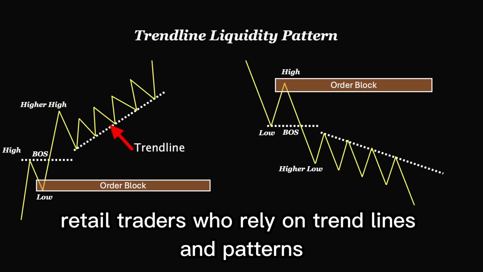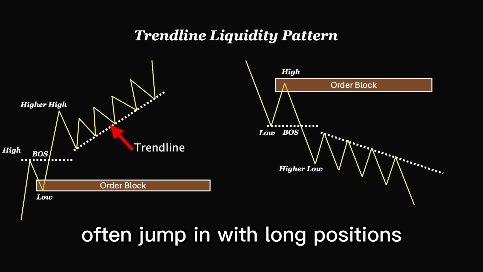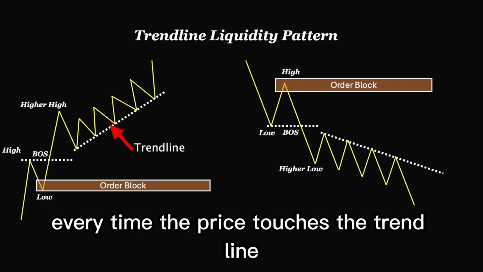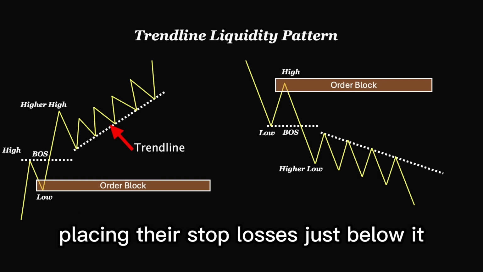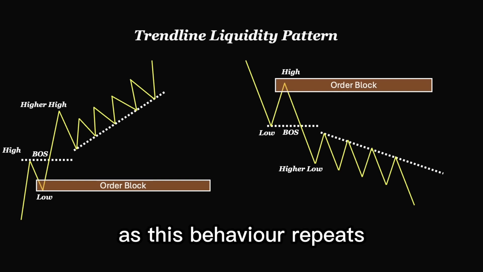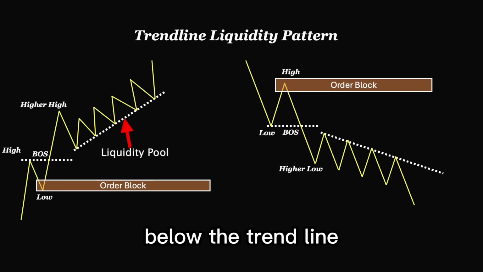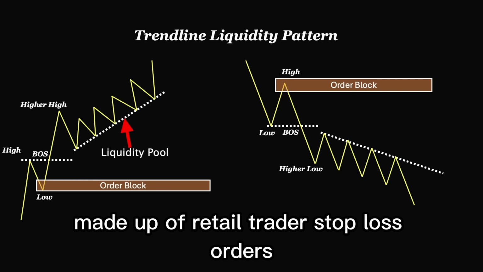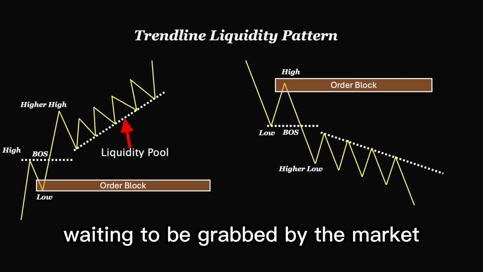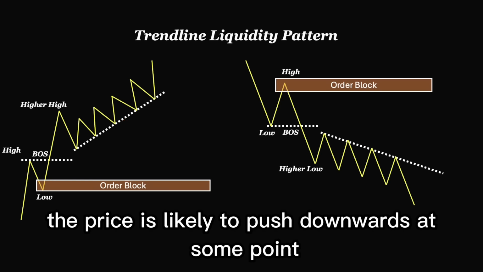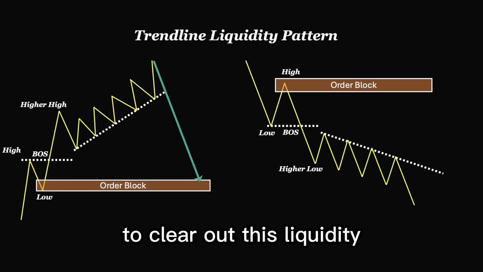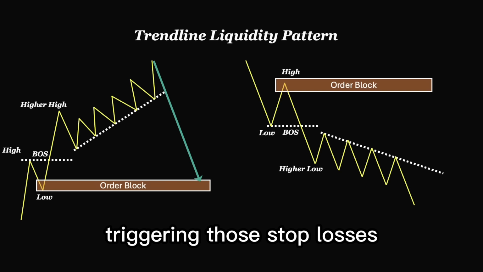Retail traders who rely on trend lines and patterns often jump in with long positions every time the price touches the trend line, placing their stop losses just below it. As this behavior repeats, it creates a substantial pool of liquidity below the trend line, made up of retail traders' stop-loss orders, waiting to be grabbed by the market. The price is likely to push downwards at some point to clear out this liquidity, triggering those stop losses.